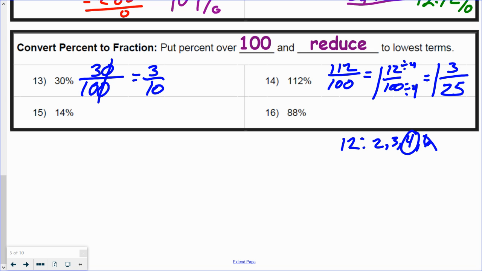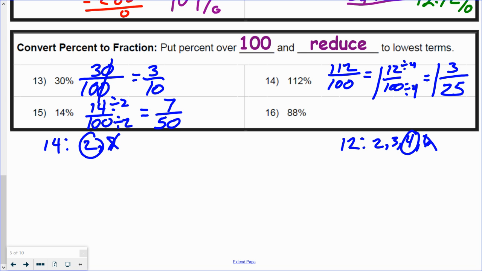All right, so 14. Remember, it's always out of 100. So 14 out of 100. All right, so numbers that go into 14: 2 and 7. Can 7 go into 100? Nope. Can 2? Yes. So divide both by 2. And we get 7/50. All right.